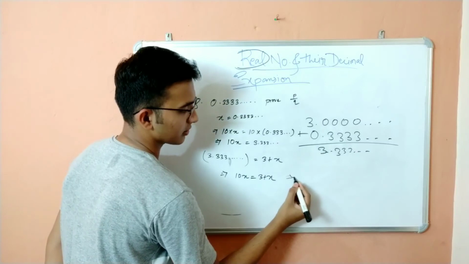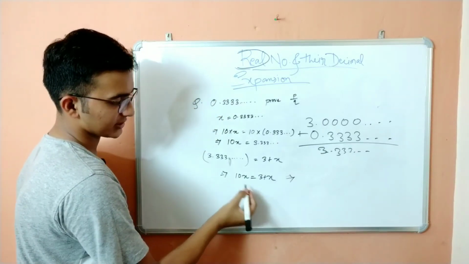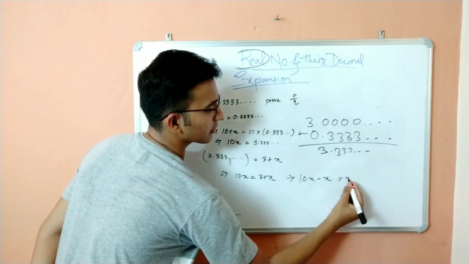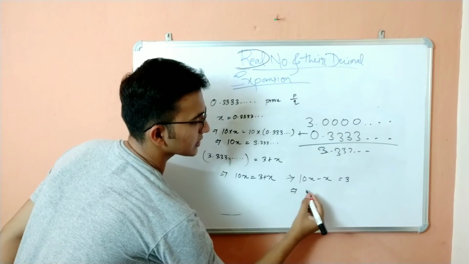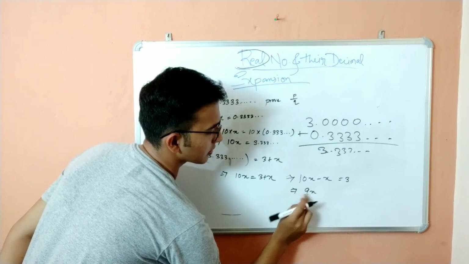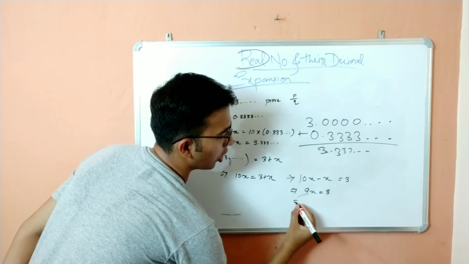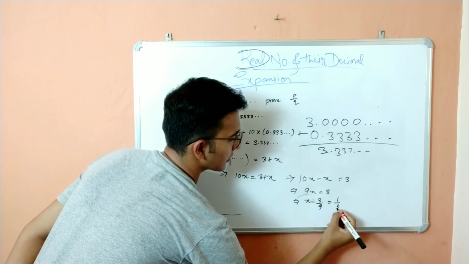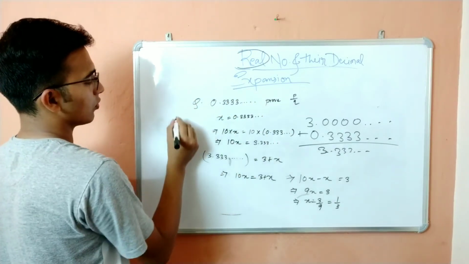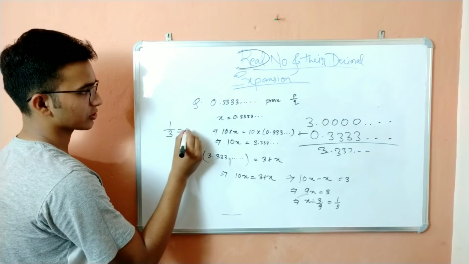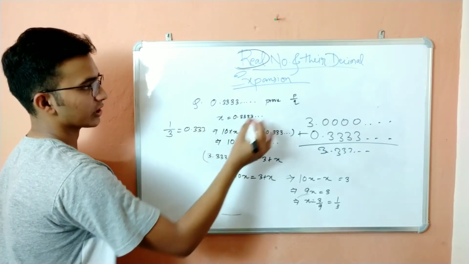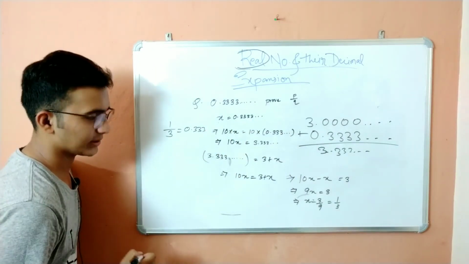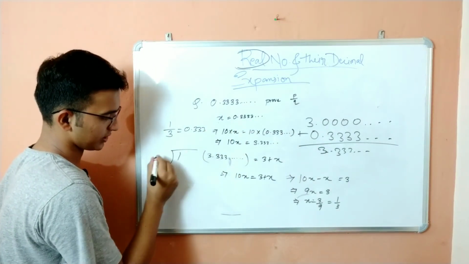So I can solve this one for x. I will bring this x to this side, which will give me 10x minus x equals 3. I can write it like this, which means 9x equals 3, or I can say x equals 3 by 9, which will give me 1 by 3. So 1 by 3 is equal to 0.333. So I got the value of x. I said p by q was x, so I got p by q, which was 1 by 3. You can solve it and check if the answer is true.